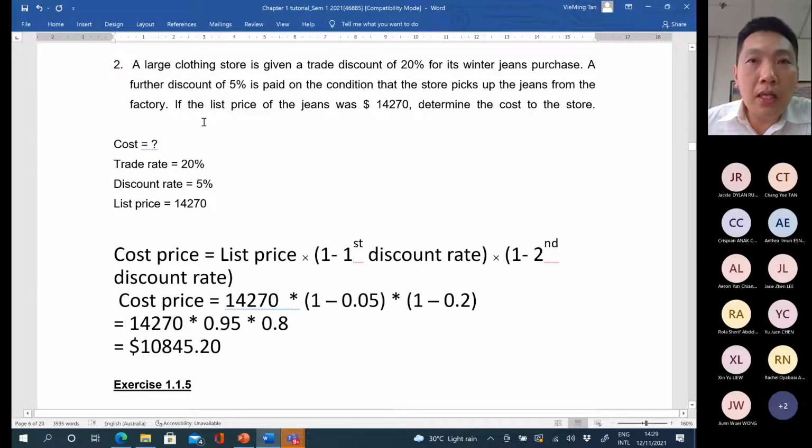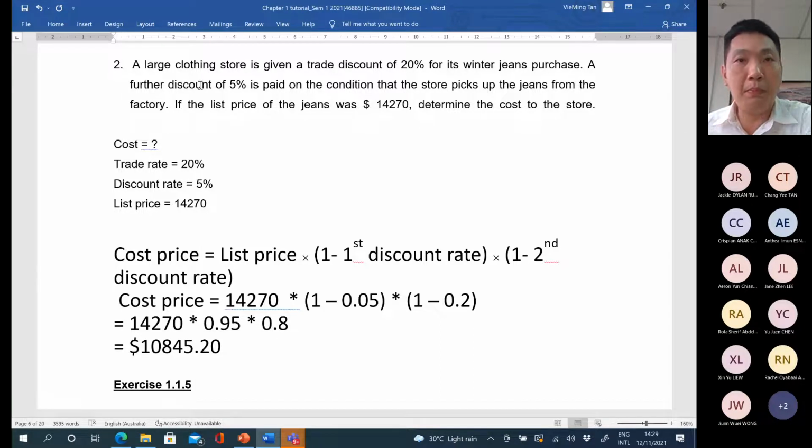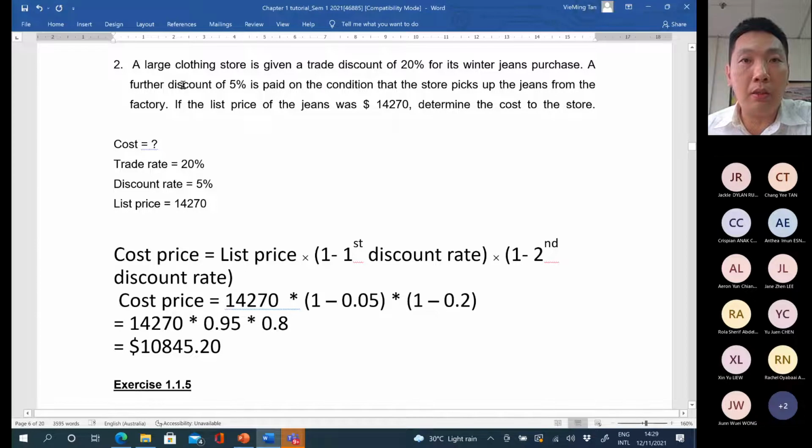First sentence: a large clothing store is given a trade discount of 20% for its winter jeans purchase. So this large clothing store can be considered as a wholesaler, a wholesaler that probably produces these clothes. And this wholesaler will give a trade discount of 20% to the retailer usually, to the retailer.